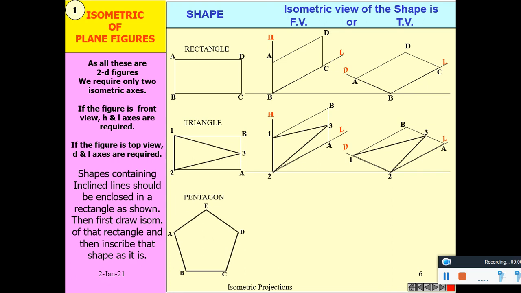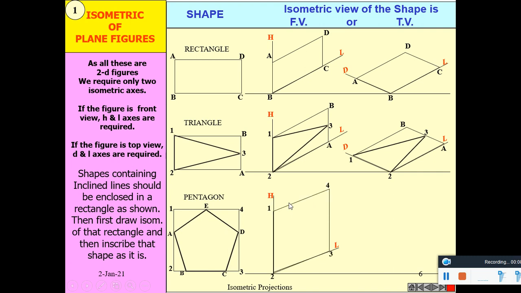A pentagon. First of all enclose it in a rectangle. Then that rectangle is produced as isometric view. Now the points 1A is marked here, 2B is marked here, 3C is marked here, and 4D is marked here, and 4E is marked here. And join these points we get the pentagon in the front view. Similarly, it can be drawn in the top view as well.